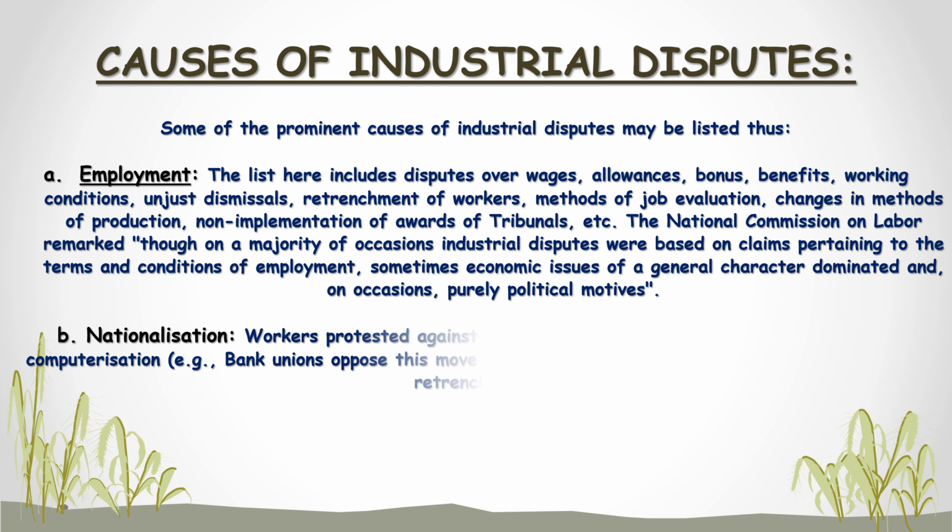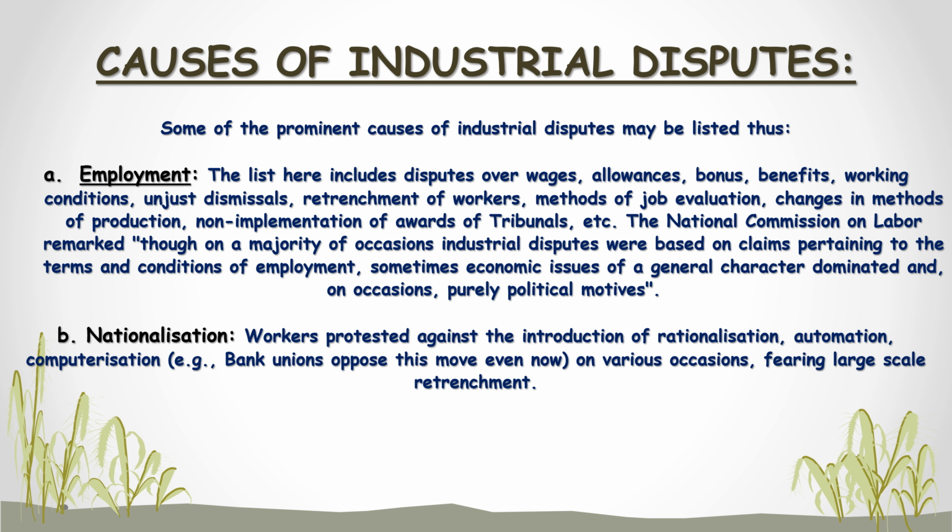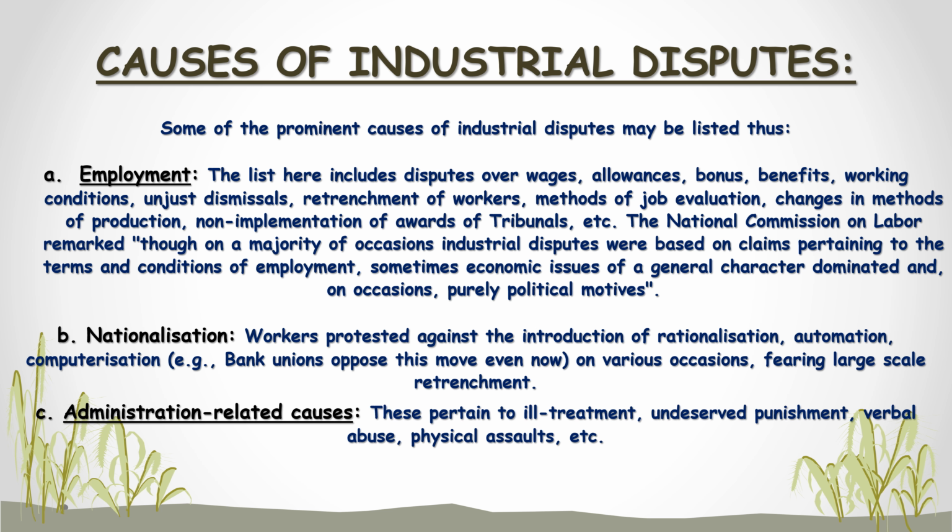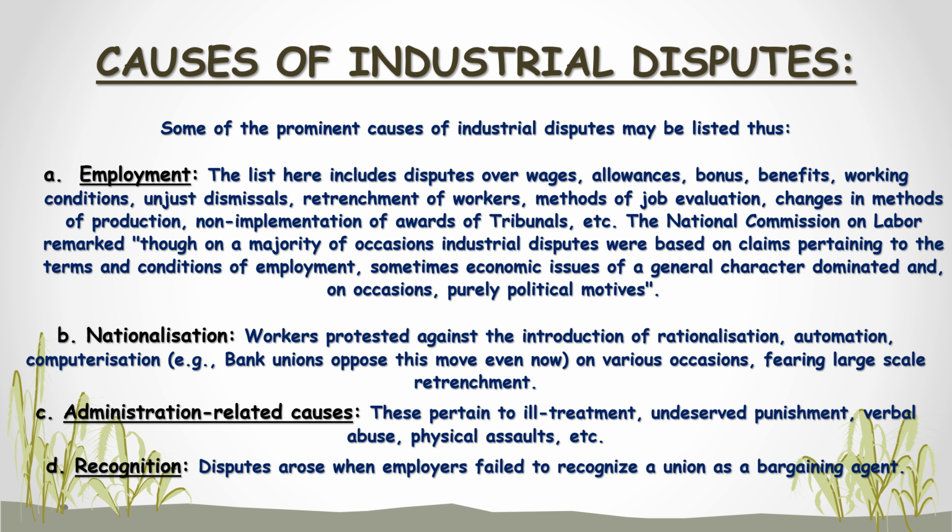B. Rationalization. Workers protested against the introduction of rationalization, automation, computerization, e.g., bank unions oppose this move even now, on various occasions, fearing large-scale retrenchment. C. Administration-related causes. These pertain to ill treatment, undeserved punishment, verbal abuse, physical assaults, etc. D. Recognition. Disputes arose when employers failed to recognize a union as a bargaining agent.